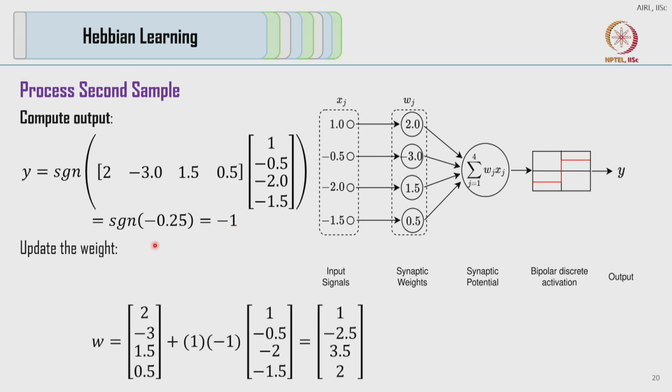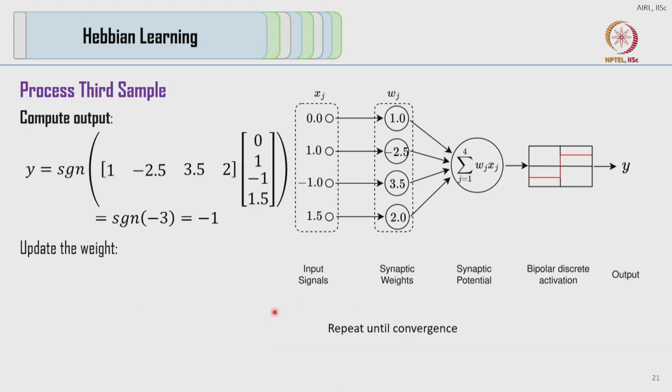The signal is less than 0, so the output will become -1. In that case, the weight update is the old weight plus eta, the learning rate, which is 1, into y, which is -1, into x. So, that is my new weight. Now, let us look at the third sample. This is the updated weight after the two samples are presented, 1, -2.5, 3.5 and 2. I compute W transpose x, and that activation potential is nothing but -3.